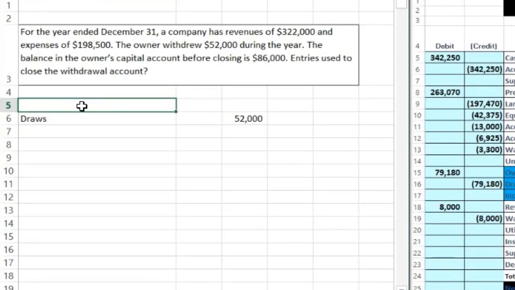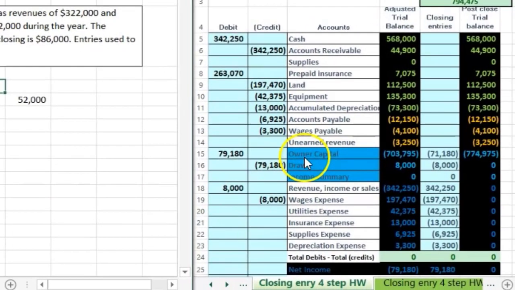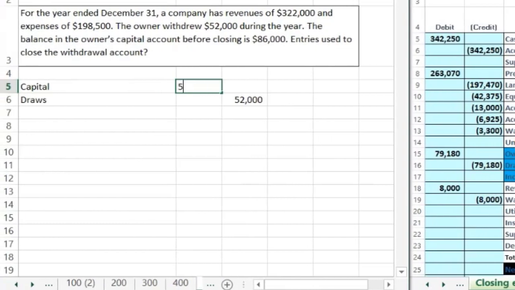What's the debit going to be? It's going to be capital. Because that's where it's going to go to. So it's going to reduce draws, 52,000. And you could represent it with a credit if you want, a negative like they're represented here, or just a positive. It just depends how the format will be.